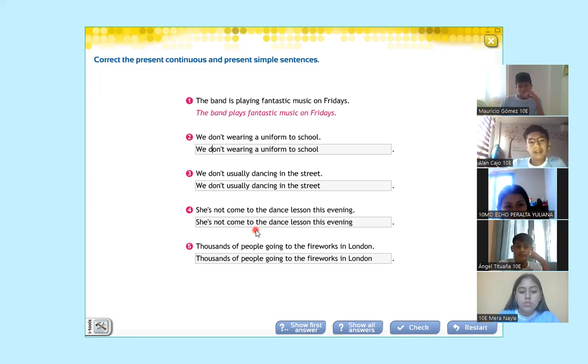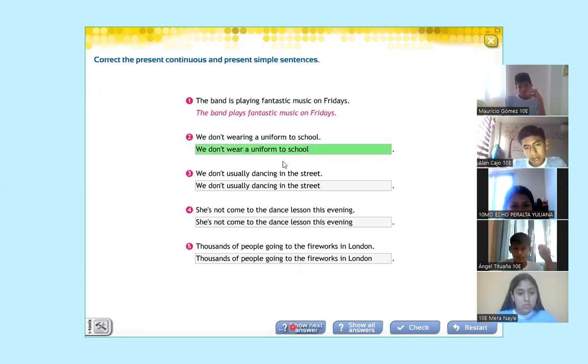We don't wear a uniform to school. Perfect. We don't wear. It's impossible. Attention. It's impossible to use don't and the ing form. Never we're going to use don't or doesn't with the verb with the ing form. What is correct to say this one? For example, don't wear. Okay, continue with the number 3.